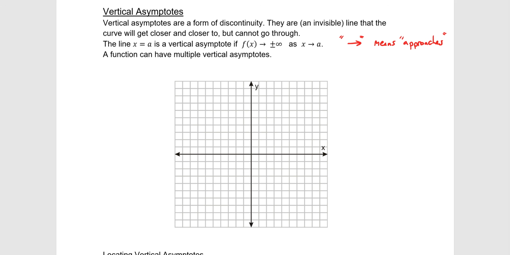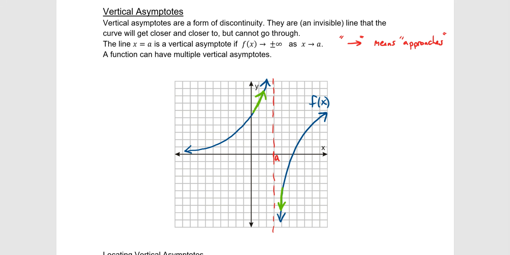Just like I read it, that arrow means approaches or gets closer and closer to. And a function can have multiple vertical asymptotes. Let's see an example of this on this graph. Okay, so we have this curve here of f of x, and we can see that discontinuity over here at x equals a. Just pretend that's an x-coordinate, x equals a. We can see that as the x values get closer to a from the left, the function is getting bigger and bigger, which means it's going to infinity. And as we approach a from the right, we go to the right of a and we approach the x values of a.